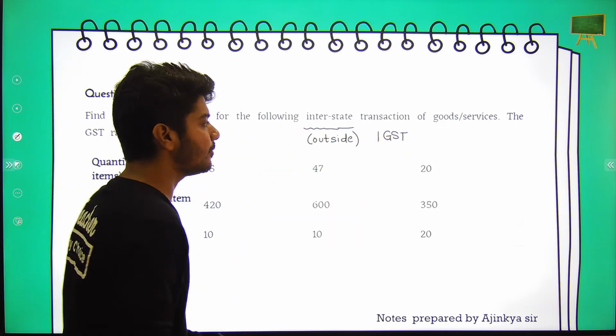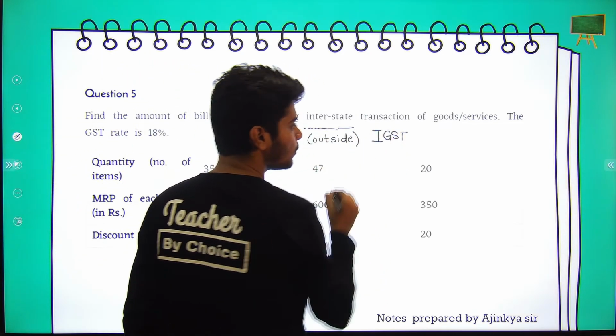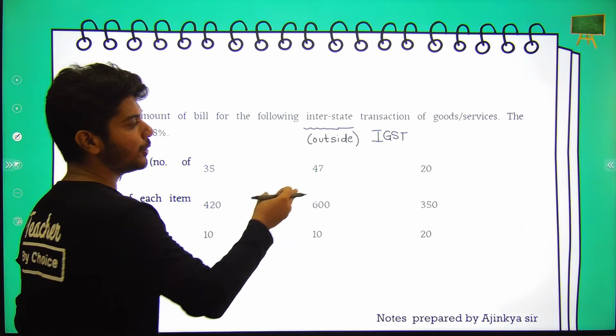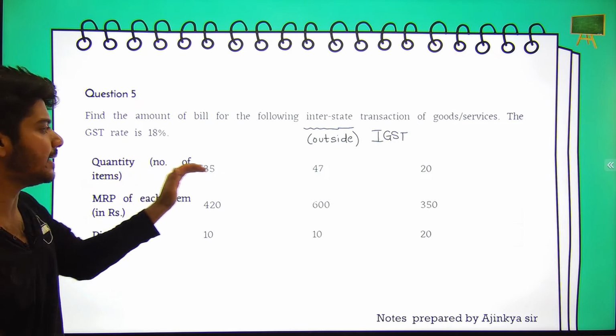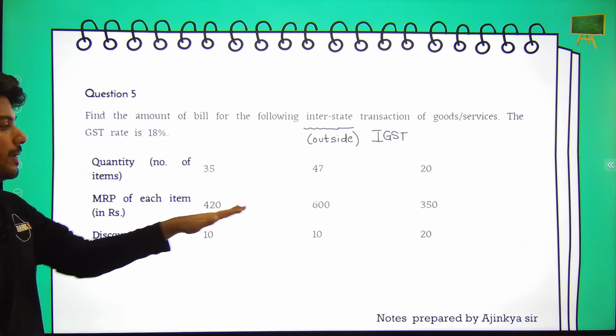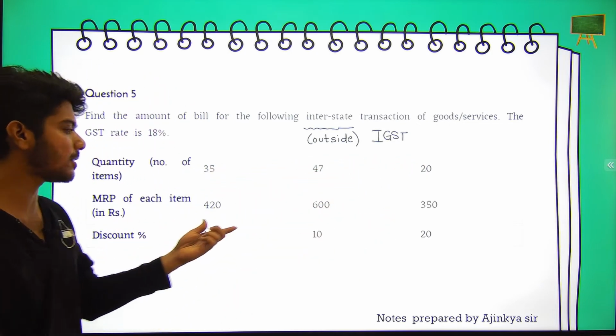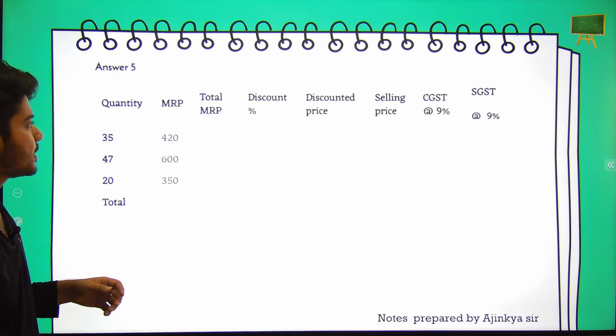Interstate transaction they have mentioned. So what we are going to do, we are going to calculate IGST in this case. Whatever data is given, let's see, quantity is given here and MRP is given here. Already discount is also given. Okay, so let's proceed with the sum.